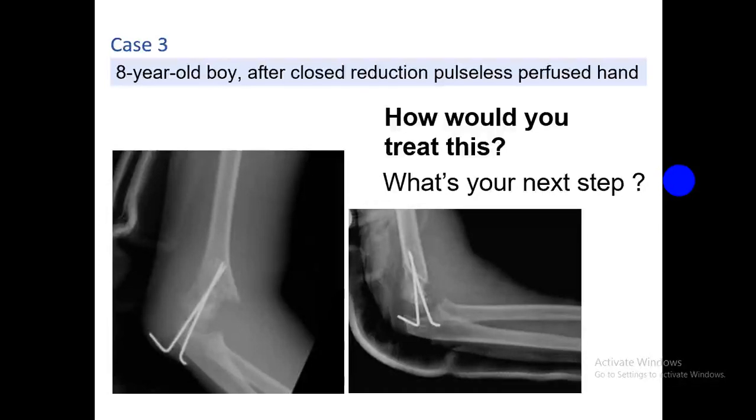What do you think, doctor? Leave it like this? Huh? Not accept it. So you would attempt another reduction. You would revise this reduction. Okay. So your colleague here would like to revise this reduction.